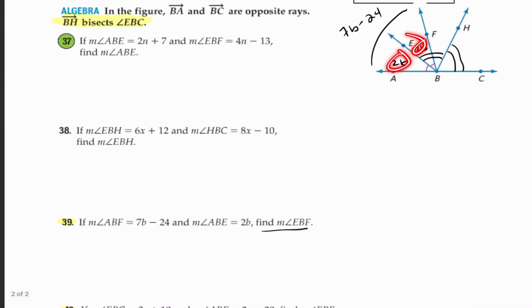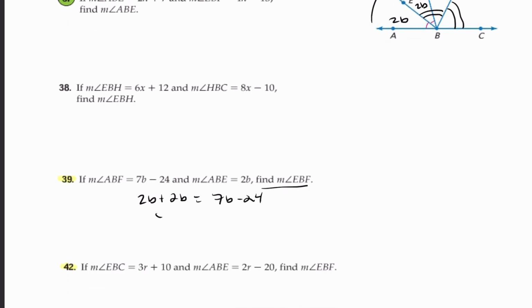So this plus this is going to be a whole. So I can write 2b plus 2b is equal to 7b minus 24. Then I combine. So I get negative 3b equals negative 24, which is going to give me what? B is equal to 8, right?